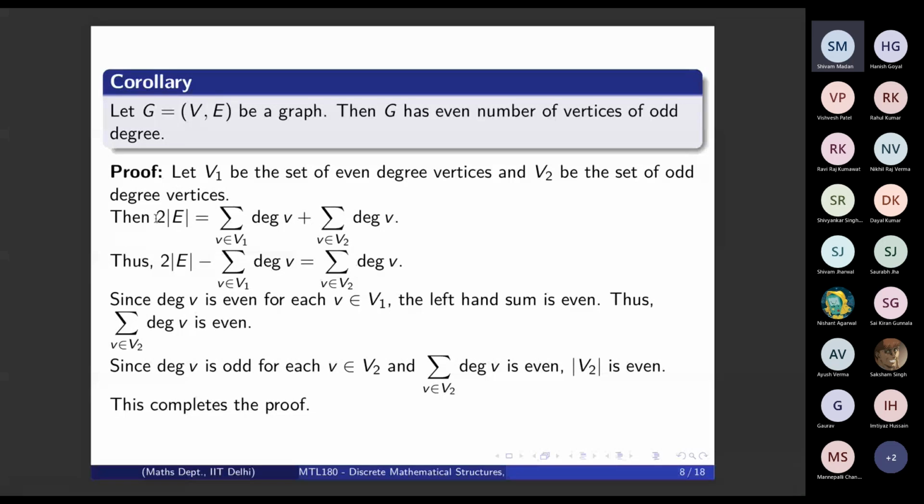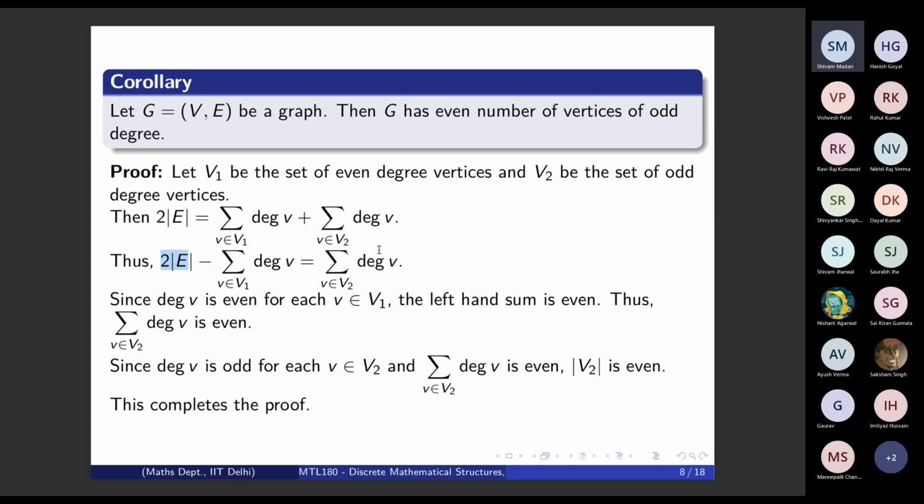So 2E equals this plus this, right? Now if we take this to the left hand side, then we will have this sum equal to this one. Now you can see that the left side is even. Why? Because 2E is even, and for each V belonging to V1, degree of V is even, so this sum is also even. So the left side is even, therefore the right side should be even.